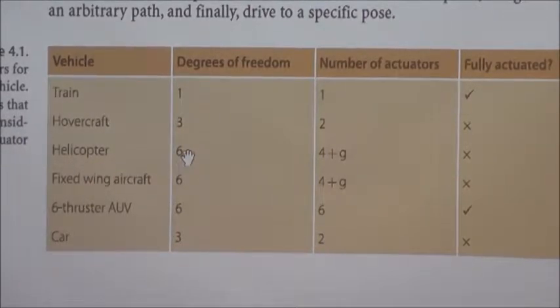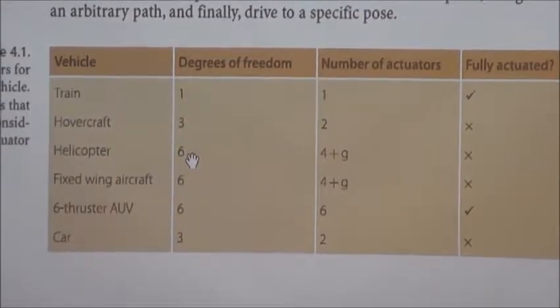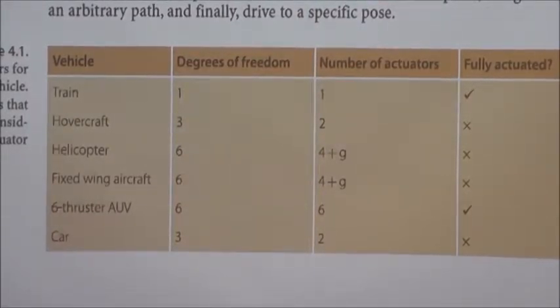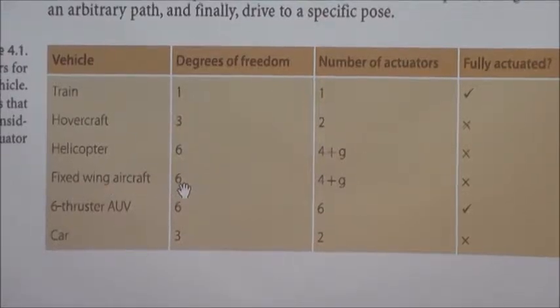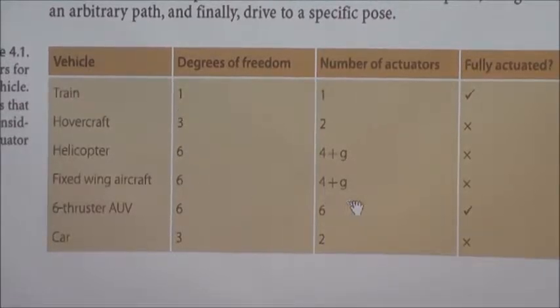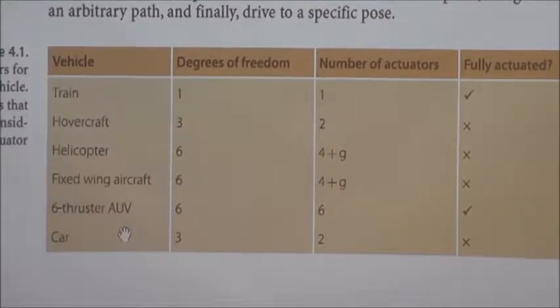A helicopter, as we said, has 6 degrees of freedom: X, Y, Z, and pitch, yaw, and roll, or theta X, theta Y, theta Z angles. It has 4 actuators, and it has gravity to go with in addition to that. It's still under actuated. A fixed wing aircraft is similar to a helicopter: 6 degrees of freedom, 4 actuators plus G, under actuated.